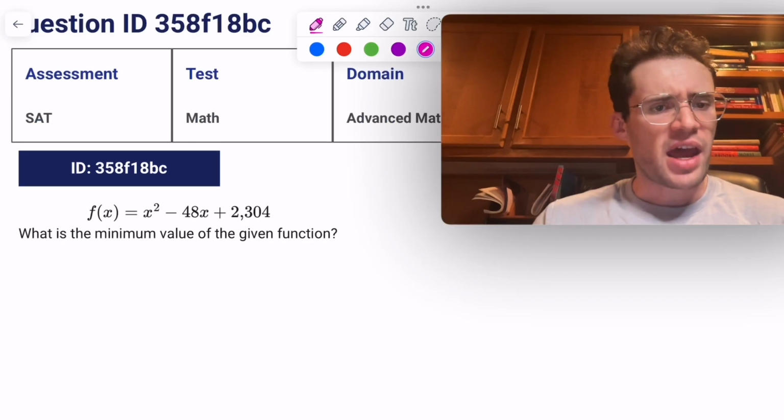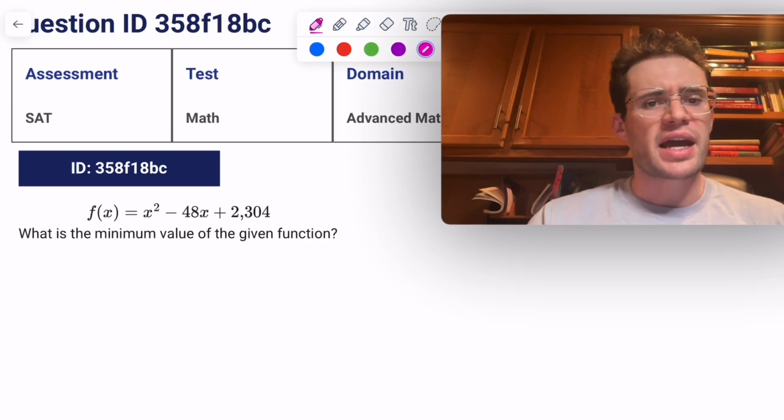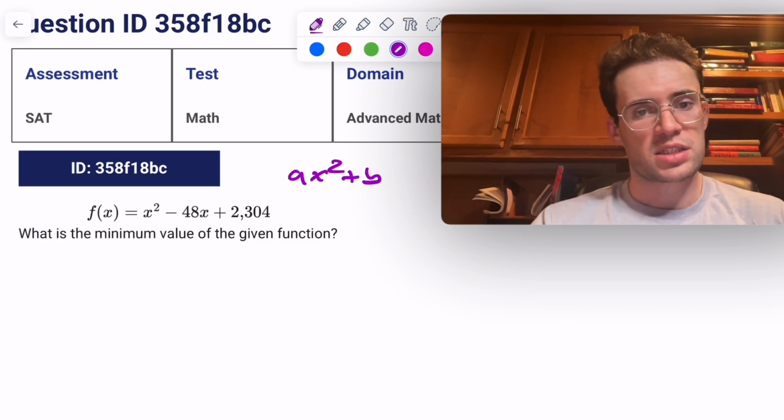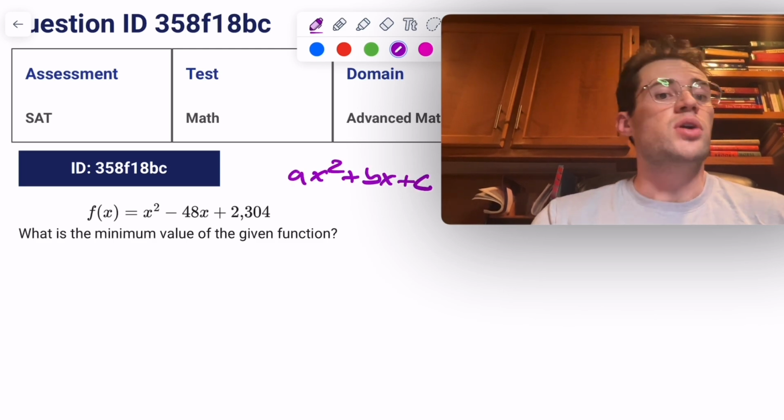Right, we have f of x equals x squared minus 48x plus 2,304. What is the minimum value of the given function? All right, so this one is written in just standard form, ax squared plus bx plus c. The a value is 1.